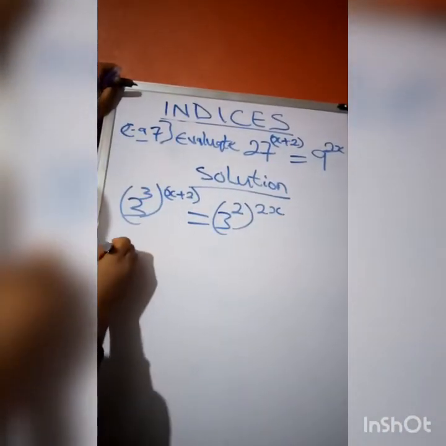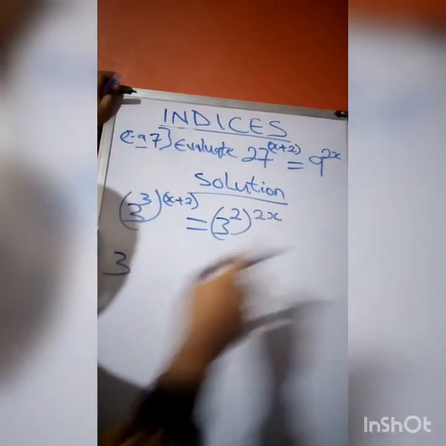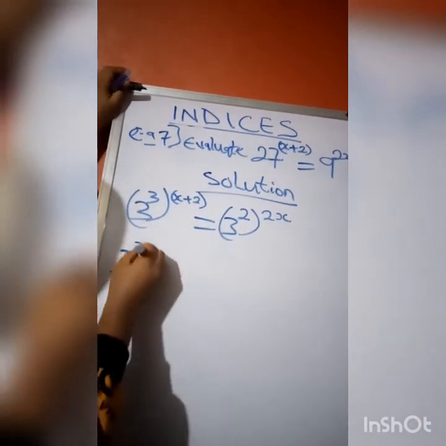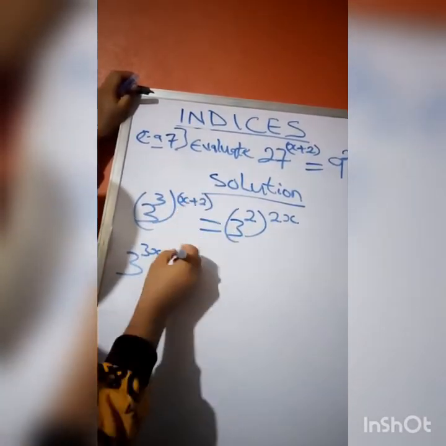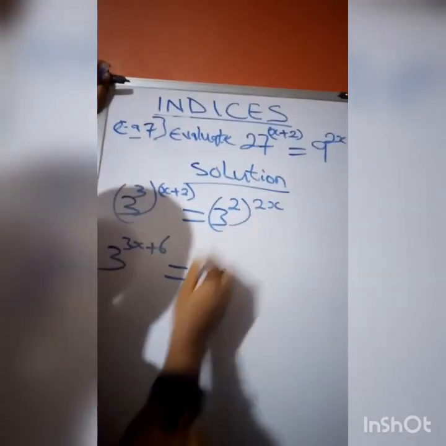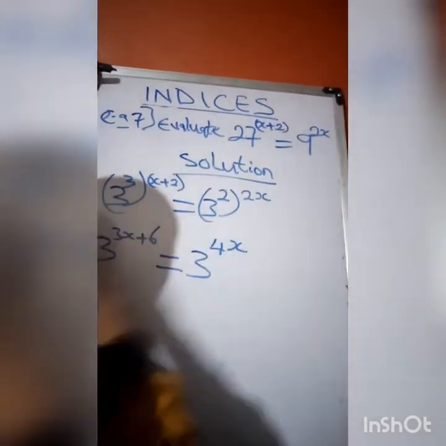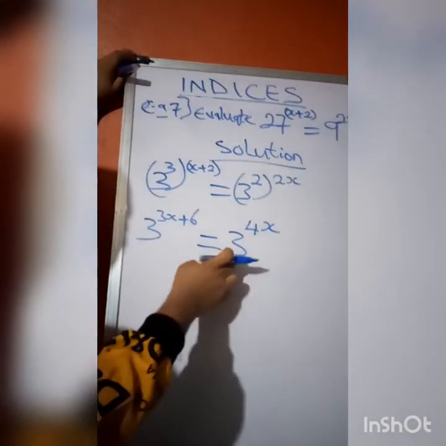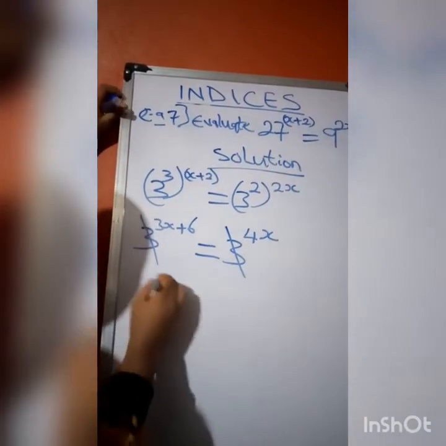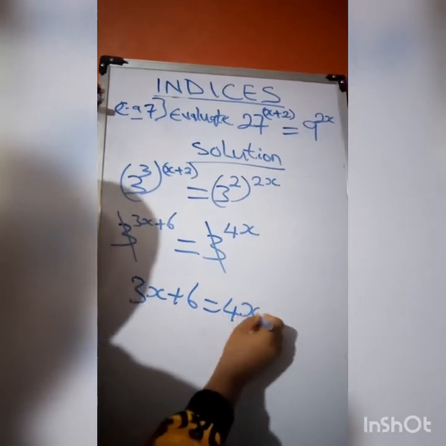Now you apply your product power rule here. We said when you are having a product power rule, you multiply the powers. So I pick the 3, I multiply this by this. 3 times x is 3x plus 3 times 2 is what? 6. Equal to, I multiply the powers, 3 raised to power 2 times 2x is what? 4x. Now my bases are now the same, so the bases can cancel out. So I'll now be having 3x plus 6 equal to 4x.